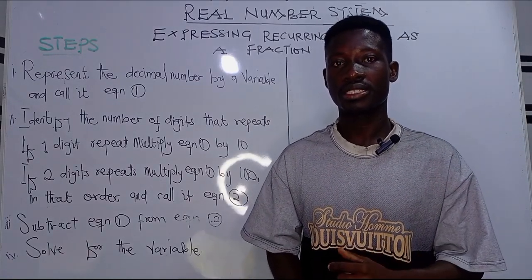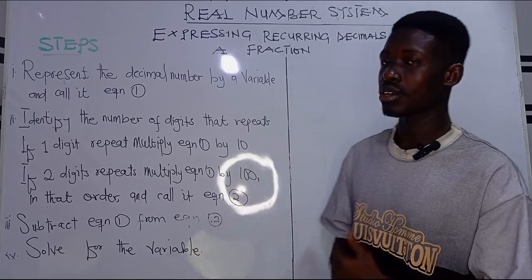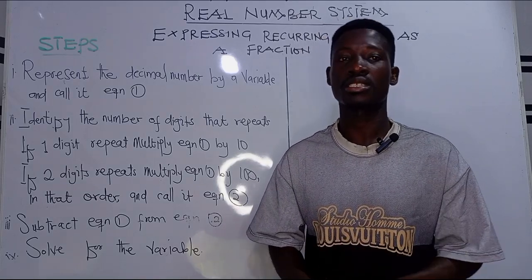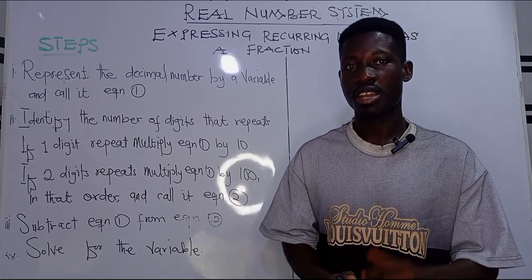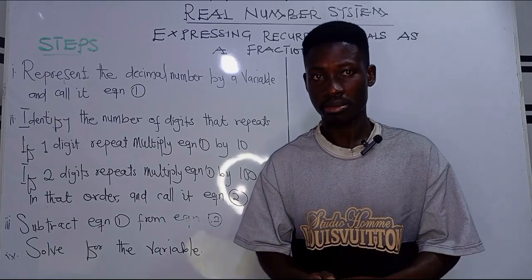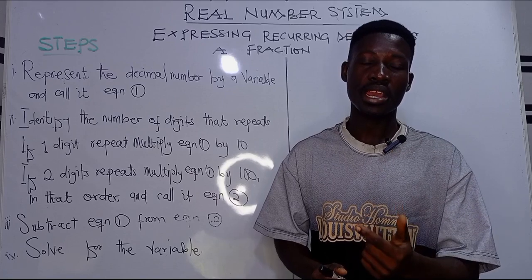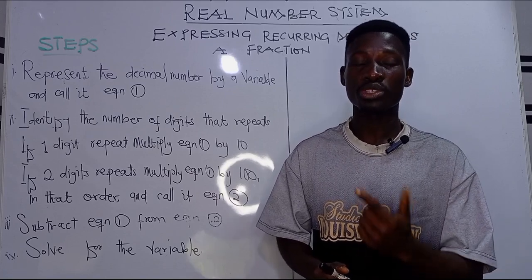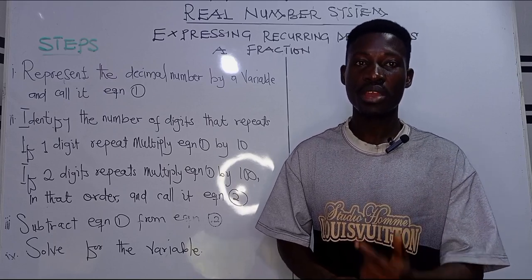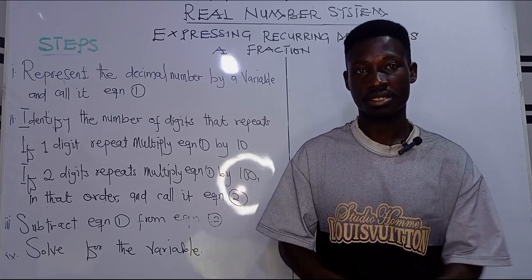In this lesson, we shall be looking at expressing a recurring decimal as a common fraction. Remember, we are still on the real number system. In our previous lesson, we learned about recurring decimals and gave examples of such numbers. We said that recurring decimals are decimals that repeat or recur infinitely.